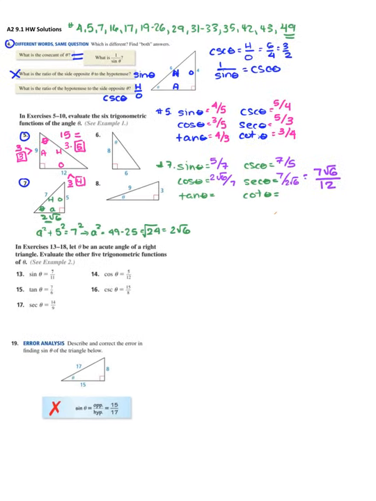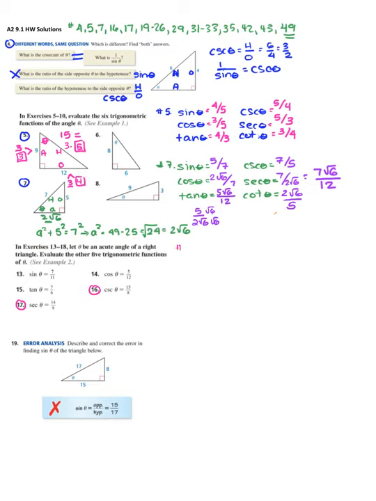Then we have tangent, which is opposite over adjacent. So that would be 5 over 2 rad 6, multiplying top and bottom, you're going to get 5 rad 6 over 12. And then cotangent, adjacent over opposite, 2 rad 6 over 5. All right? Now, which one are we doing? We're doing 16 and 17. Let theta be an angle of a right triangle, evaluate the other 5 trig functions.